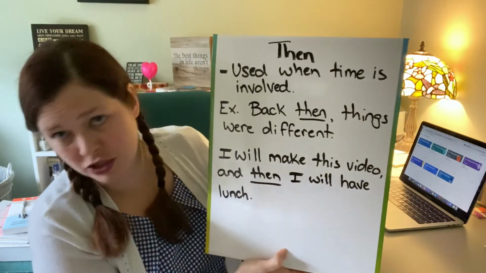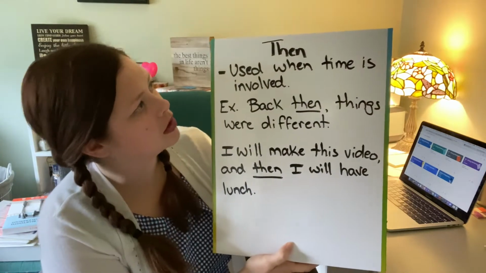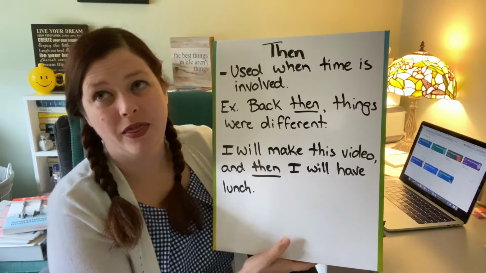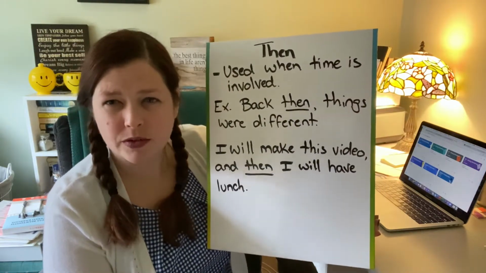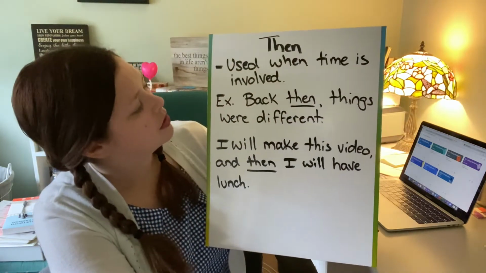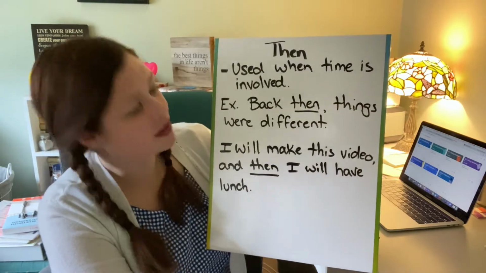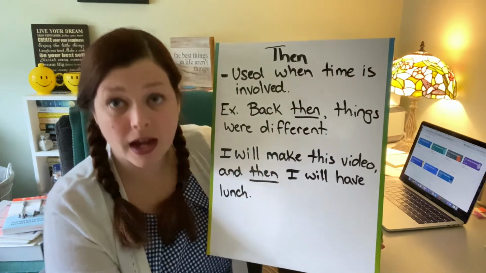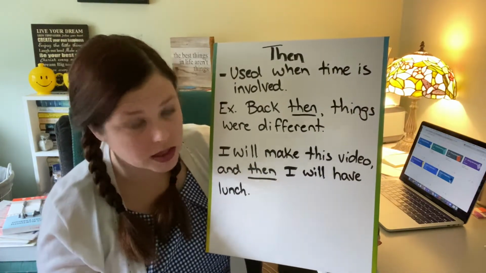So the definition that goes along with then is that it's used when time is involved. And that statement is a little bit confusing, so we're going to look at some examples. So one example is, back then things were different. So this idea of back then is something that involves time because it happened a long time ago.